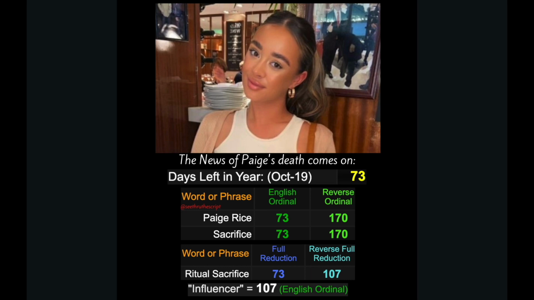Now, with the rules of numerology, zeros do not count, so you could see that 170 as 17 or that 107 as 17 as well.